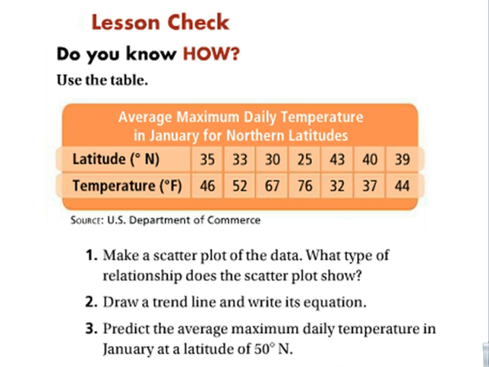All right, and then we've got the check. Make your scatter plot of the data. What type of relationship does the scatter plot show? Draw a trend line and write its equation. Predict the average maximum daily temperature at the latitude of 50 degrees north. You'll notice that we don't have 50, so that would be the process of extrapolation.